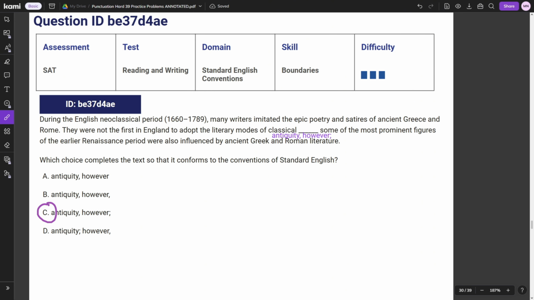So first up, does it add more details? Does it make sense? Yes, it does. It says that they were not the first to do so, and then gives some example of who was actually the first to do so, or people who did it before them. So yes, it does add more details, that does make sense. And now we need to check, is it a complete sentence? Some of the most prominent figures, that's going to be our noun or our subject. And then we're also influenced, that's going to be our verb. So yes, we do have two complete sentences, and both of them kind of tie off of each other, they both relate to each other. So it would make sense to put a semicolon after the transition word, which means our answer will be C.